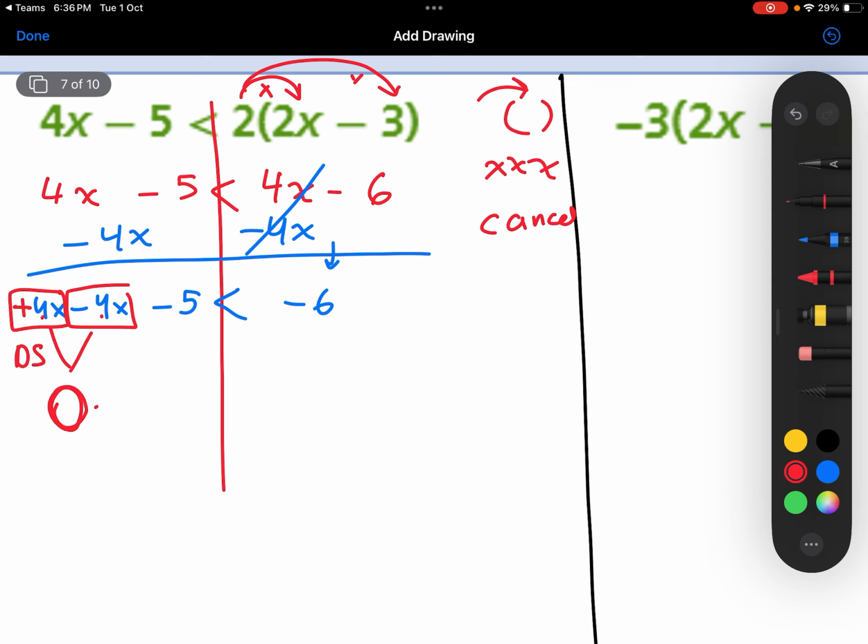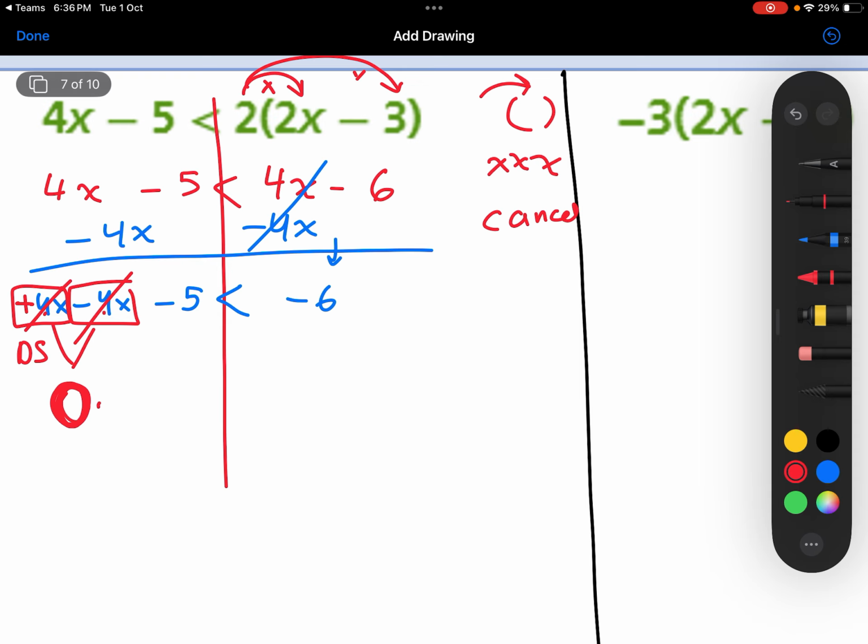Do I write 0x, miss? No. Because 0x means 0. 0, can you see? It's cancelled. They cancel each other. So what happened is, I ended up with an inequality, but there is no variable. So what should I do?